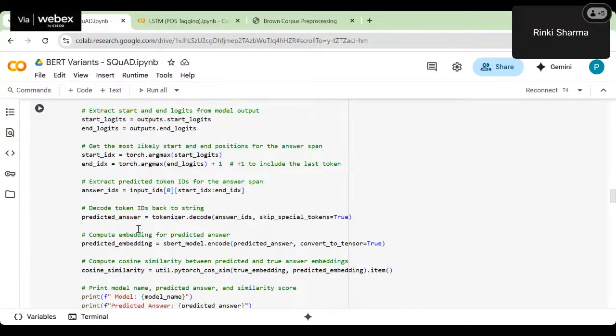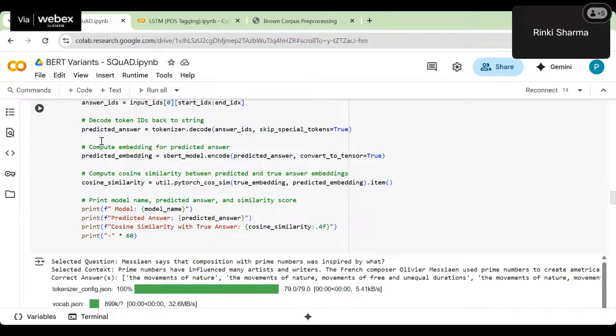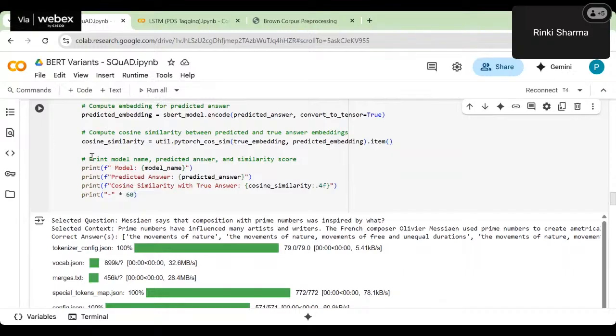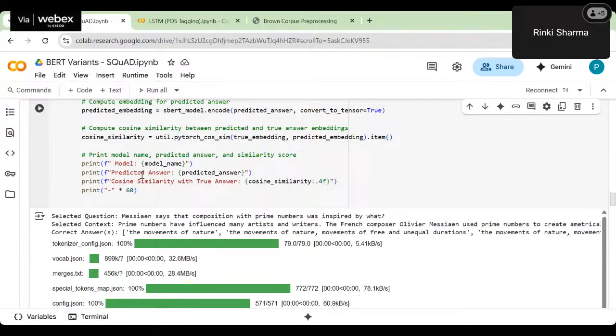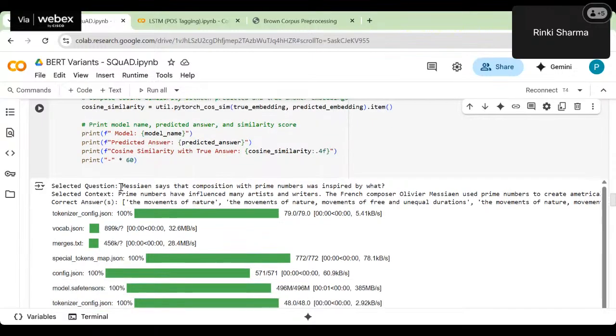Here, whatever the model is predicting, we are decoding it again into understandable language, or the alphabetic form. As the model is predicting the embedding for the answer, we decode it using the decode function just to understand what the model is actually predicting. So this is how we print all the four things, for which we have already chosen a random sample from the test data. The selected question says: composition with prime number was inspired by what?